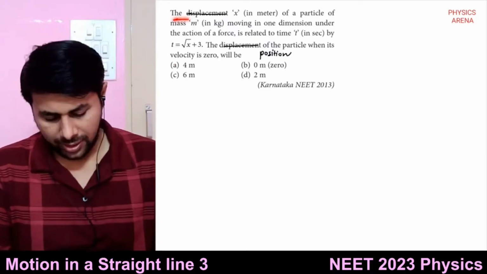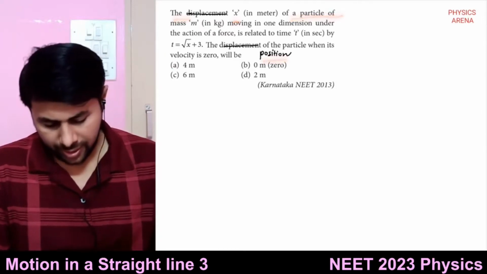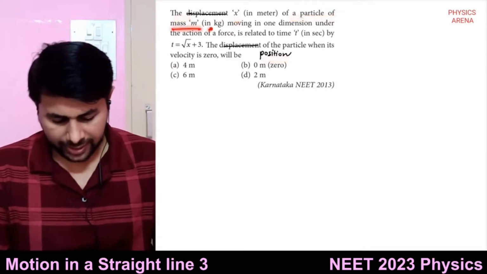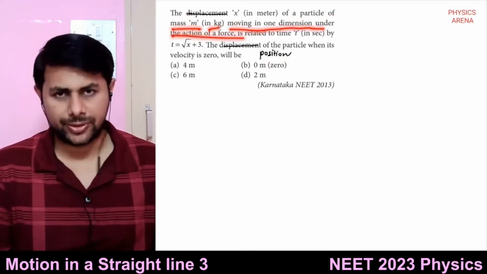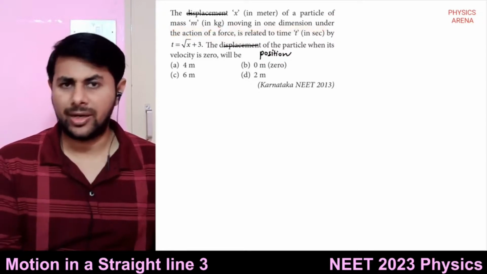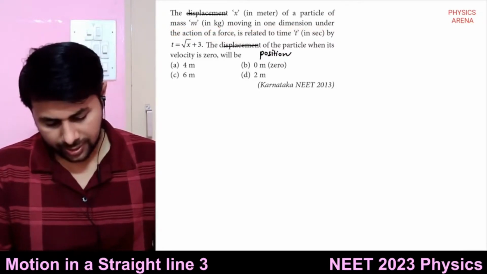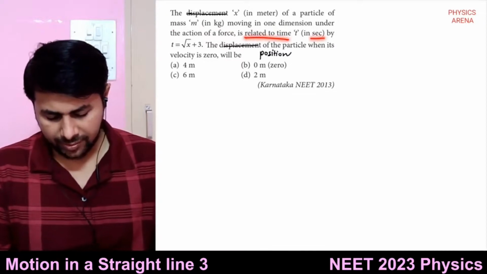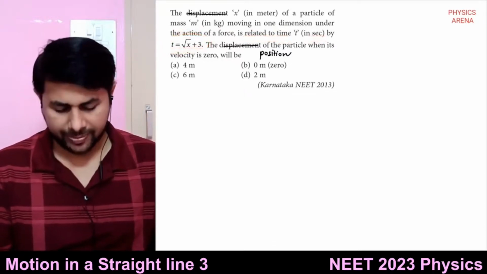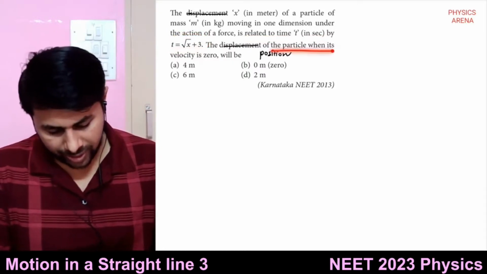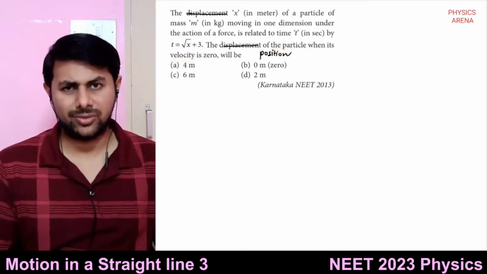Okay, the x in meter of a particle, so x is the position of mass m in kg moving in one dimension under the action of a force. So this particle is moving in one dimension, under the action of some force, and is related to time in second by t equals square root of x plus 3. The position of the particle when its velocity is 0 will be. So this is the question.